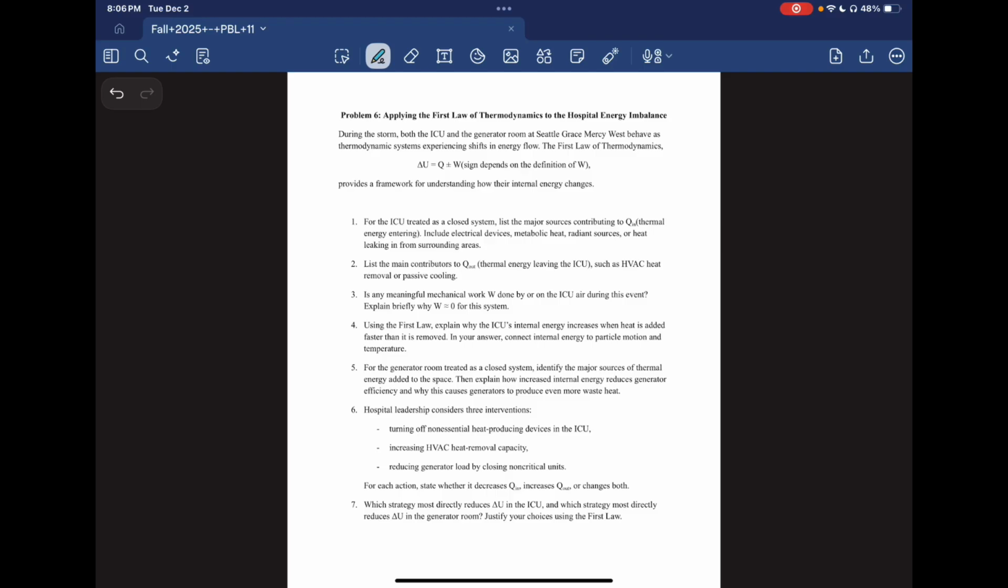Okay, for problem 6 now, all of these questions are going to be based off of delta U equals Q plus or minus the work. So for the ICU as a closed system, list the major sources.